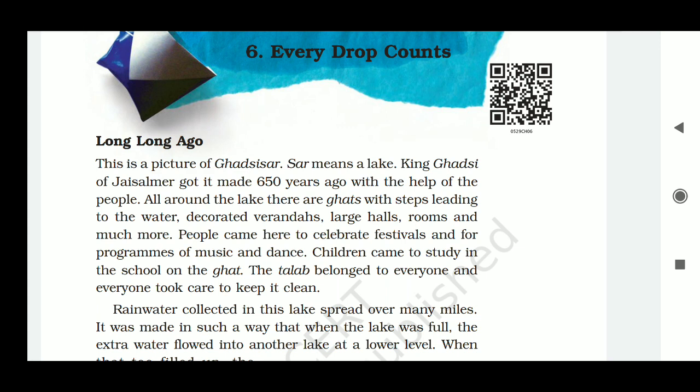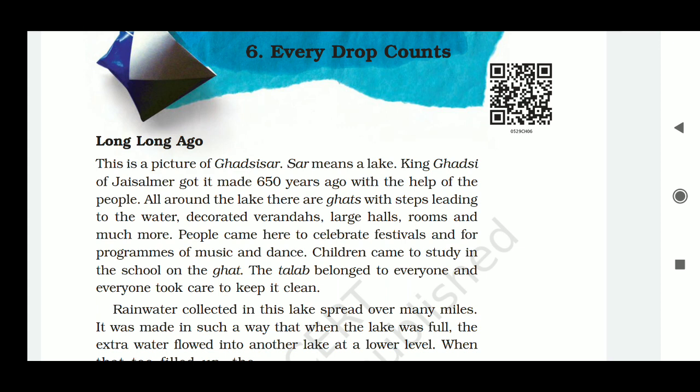We have already completed chapter number 4, lessons 4 and 5, which are a part of the second terminal exam, and lesson number 6 is also part of the second terminal exam. In this coming second terminal exam, we are going to have 4 chapters: lesson number 4, 5, 6 and 7. So this is going to be the third lesson of the second terminal exam, and the name of the lesson is Every Drop Counts.